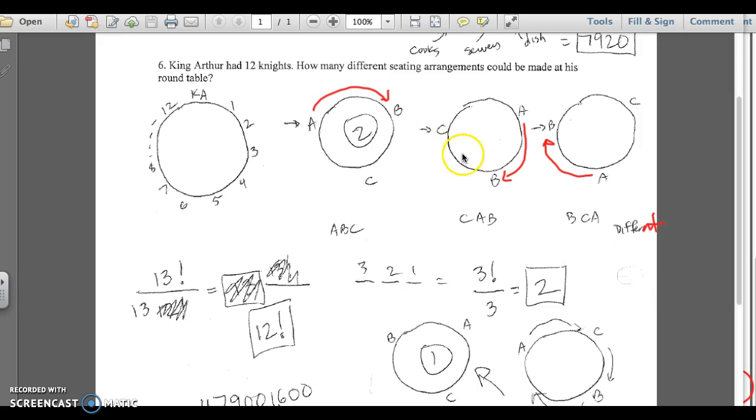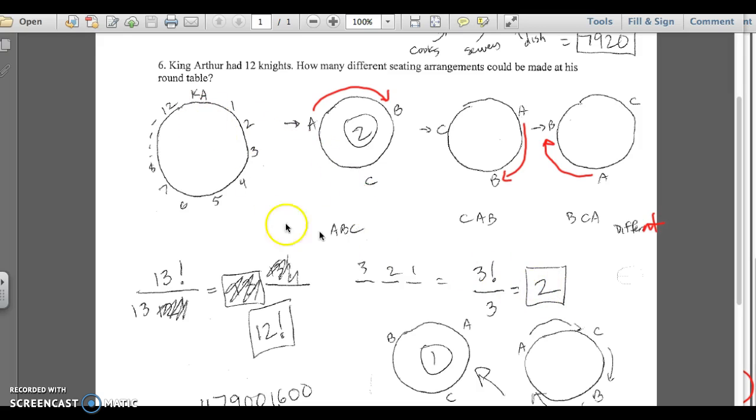So what we need to do is make sure we account for only the ones that are different. We want to get rid of the ones that are the same. So basically, since we have 3 people, we have 3 factorial, but then we want to get rid of all our repeats. So divide that by 3. So 3 factorial over 3 gives us 2.